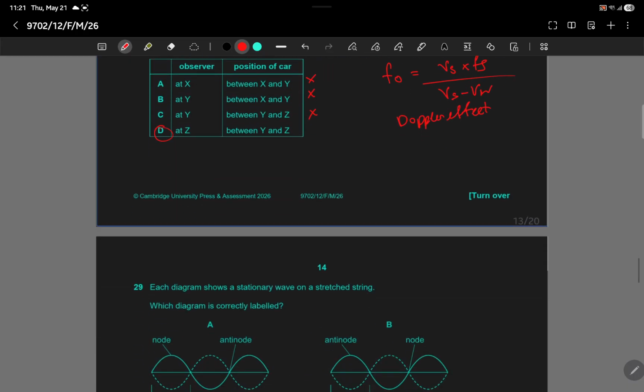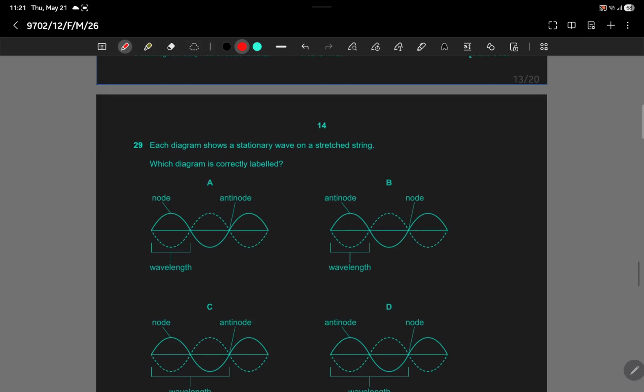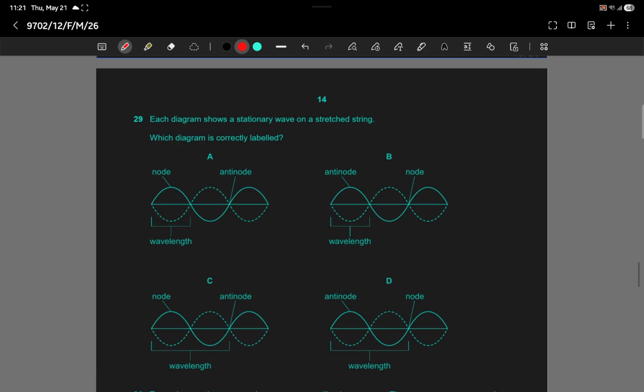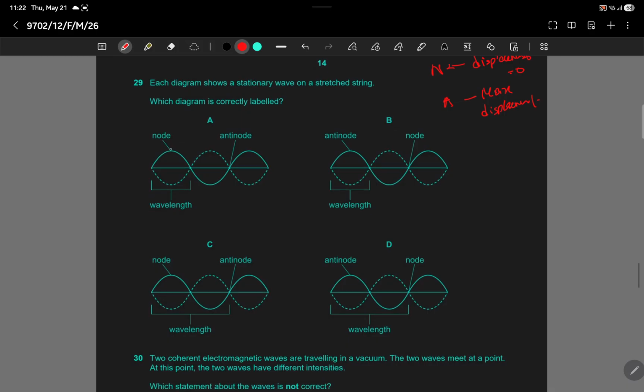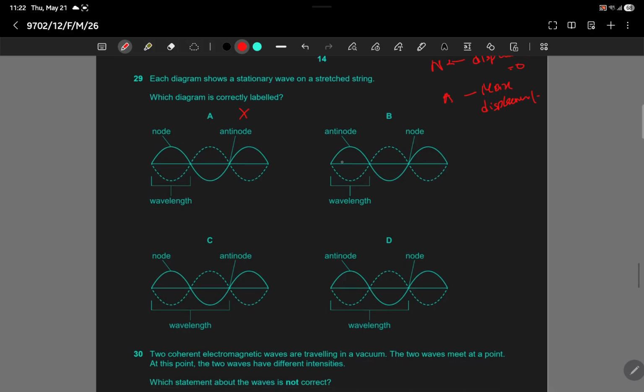Right. Now, moving on, question number 29. Each diagram shows a stationary wave on a stretched spring. Which diagram is correctly labeled? So, what is a node? A node is where the displacement or amplitude is 0, minimum displacement. While an antinode is where it is maximum from the equilibrium position, or amplitude. So over here, node is here and antinode is here. This is completely wrong. From here, antinode is here, node is here.